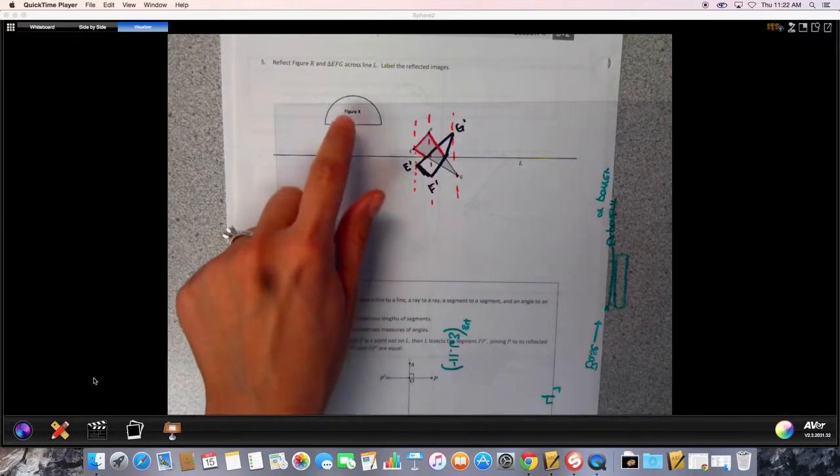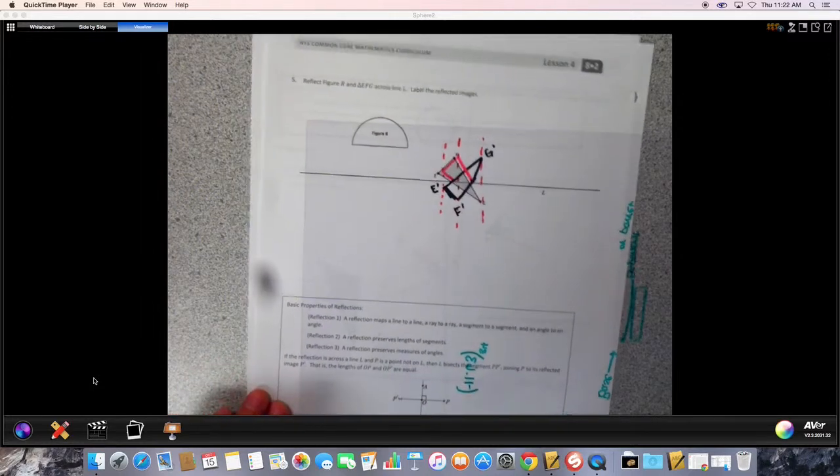They like to do a lot of figures like this on tests because they are a little more difficult and harder to see. Okay, so that's all we're going to do on this page. I'm not worried about figure R. We kind of hit that before. And so now we're going to move on to the next page.